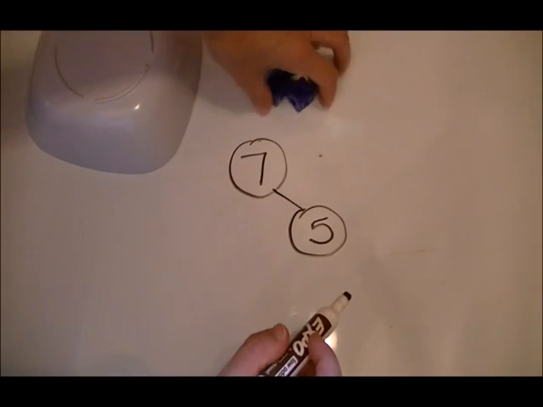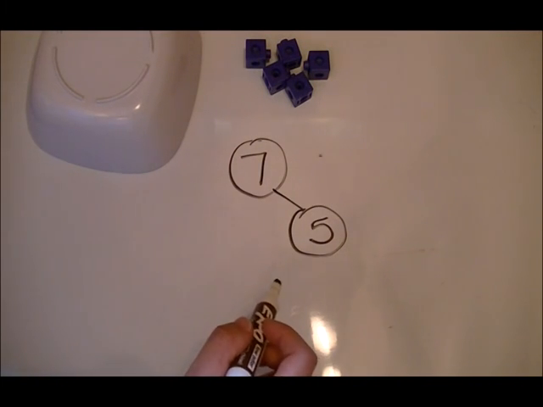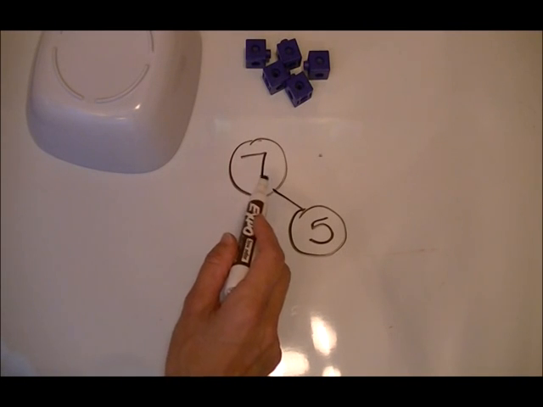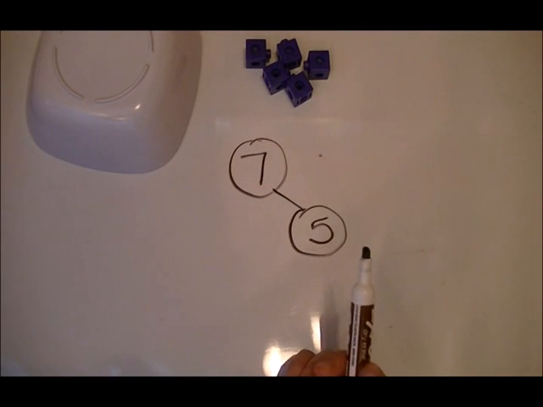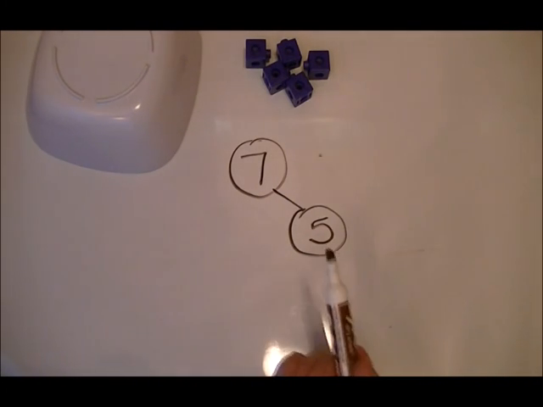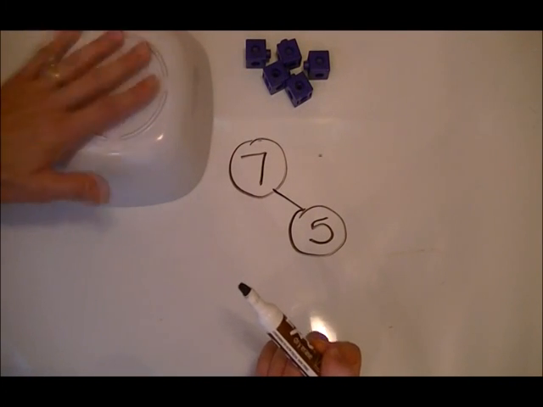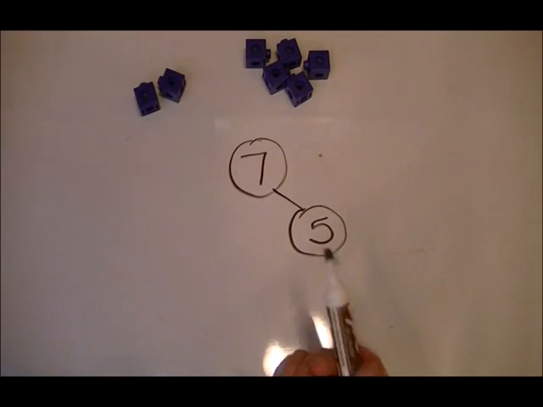Now if there's 5 here, then how many do you think are going to be under this bowl? You can think about it like 7 minus 5 equals what? Or you can look at it as what plus 5 is going to equal 7. So what do you think is underneath this bowl? Make a guess and then we're going to lift it up and see if you're right. You ready? There's 2.